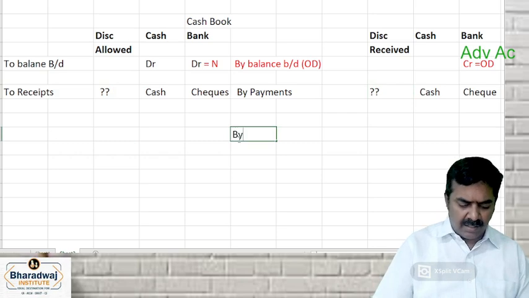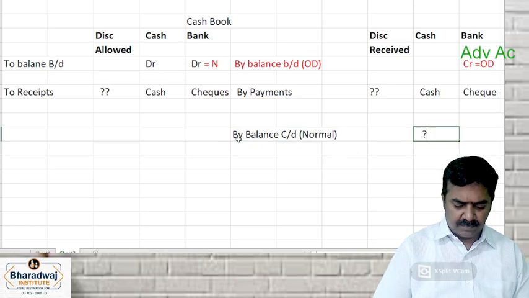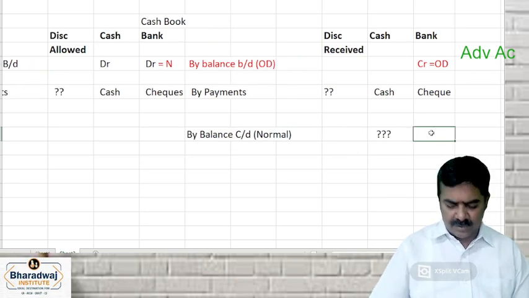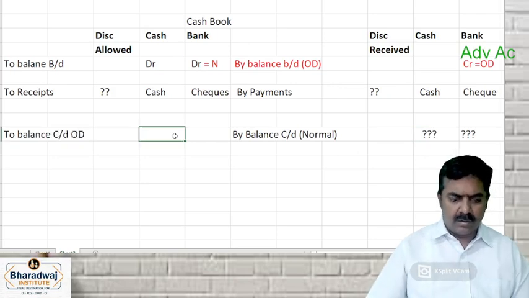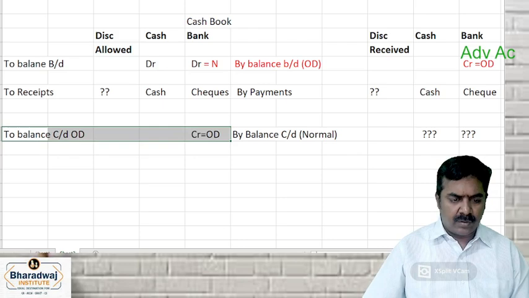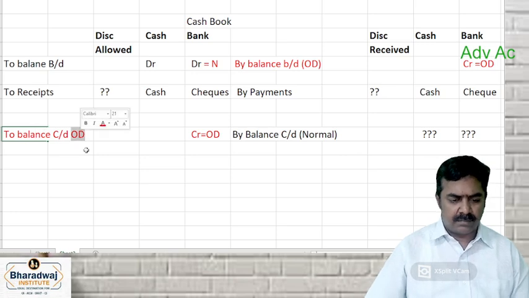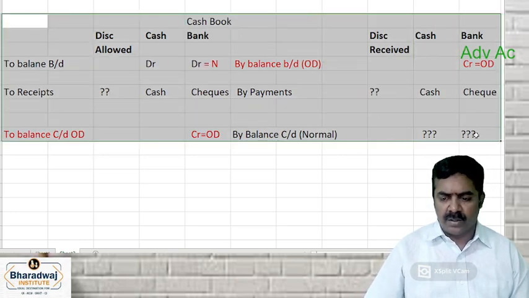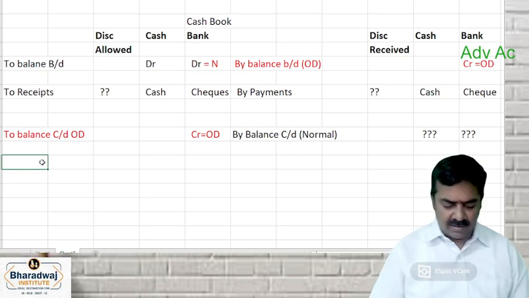What will be the normal balance? By balance carried down, this becomes which one? Normal balance. Okay. Suppose if it is overdrawn, which one has a chance of overdrawing? OD balance is possible in bank column. This is a closing balance. Right? This is how we record which one? Cash book. There are certain things that you have to understand.